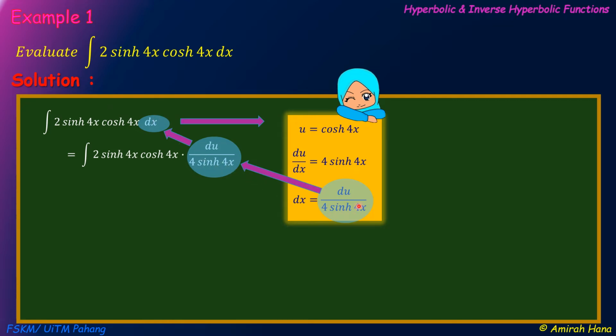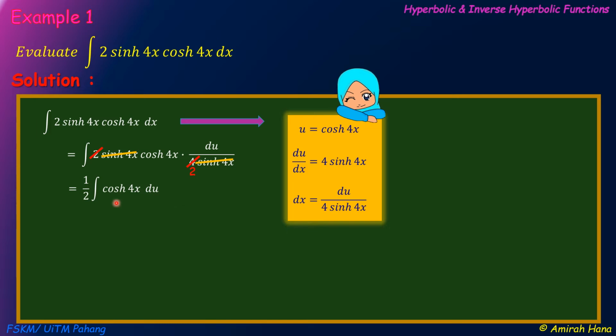And then we can simplify the same terms. We have sinh 4x and sinh 4x from the denominator, so we can simplify. We can also simplify the constant 2 and the constant 4 here. After we simplify, we have a half. We move out the half. Okay, we have half the integral of cosh 4x du.